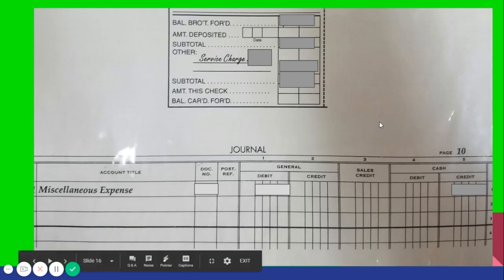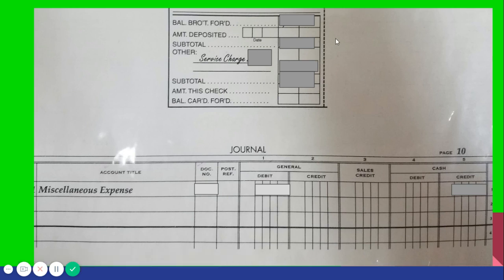Step 2 and 3 is to write it on our check stub and to journalize it. So on our check stub, we have our brought forward balance of $15.75. We have $2 service charge, and our remaining balance is $15.73. So this information here for our check stub is the information that we put on the left side of our bank reconciliation.